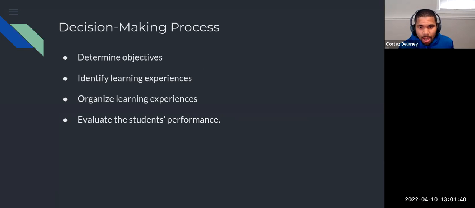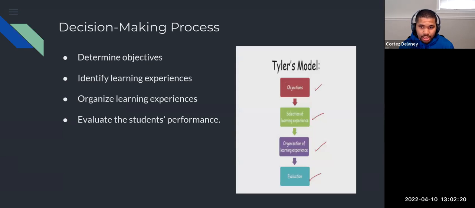So with talking about the decision-making process here, there are 4 areas of focus in the procedure of this model. So remember these 4 things. You must determine educational purposes or objectives, identify or select learning experiences, organize learning experiences, and evaluate the student's performance. As mentioned in the VNU Journal of Foreign Studies, the principles of Tyler's model engage the answers to these questions here.